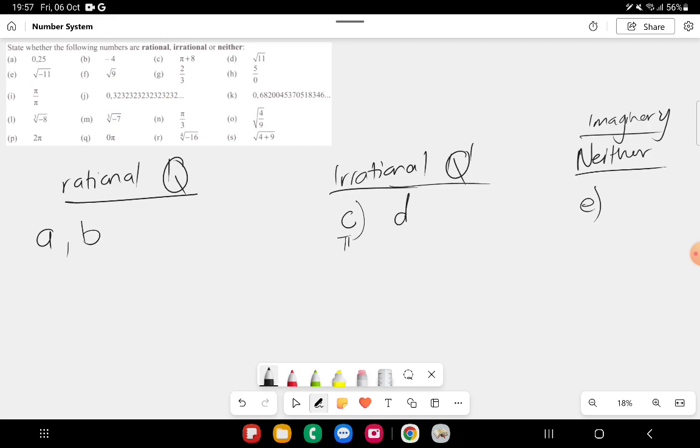The square root of 9 is 3, so that one is rational. 2/3 is a proper fraction. It is rational. 5/0 gives me an error message. That is imaginary. Pi over pi. Trick question. Pi over pi cancels out, so that gives me 1. That makes it a rational number.